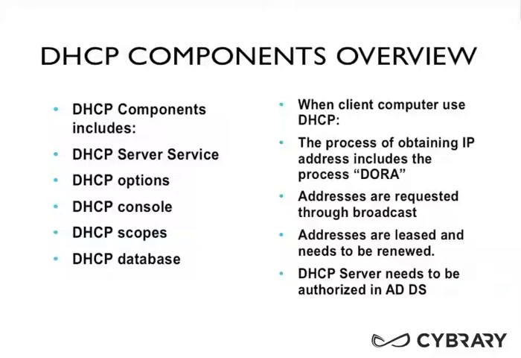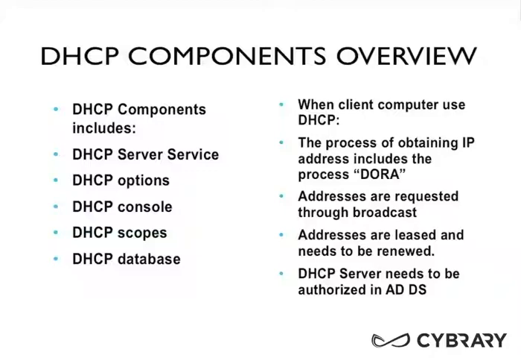Then we have our DHCP database. The DHCP database contains configuration data about the DHCP server, and also stores information about the IP addresses that have been leased out or distributed. For example, your DHCP database files can be stored in the system root, System32, DHCP folder.